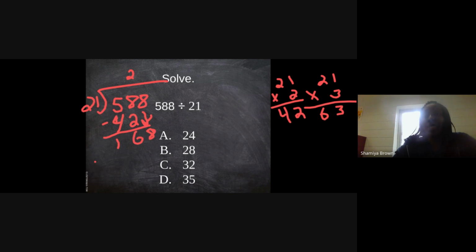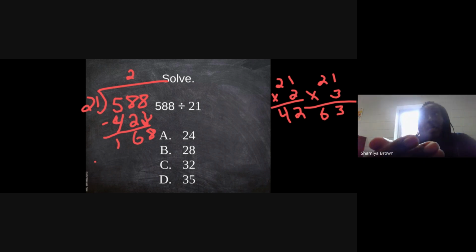So I have 168 now down there. Now I'm going to divide. I'm back to the beginning. I just brought down. Remember, after bringing down, the next step is divide. So I'm doing 168 divided by 21. So I'm trying to find out how many groups of 21 I can get out of 168.